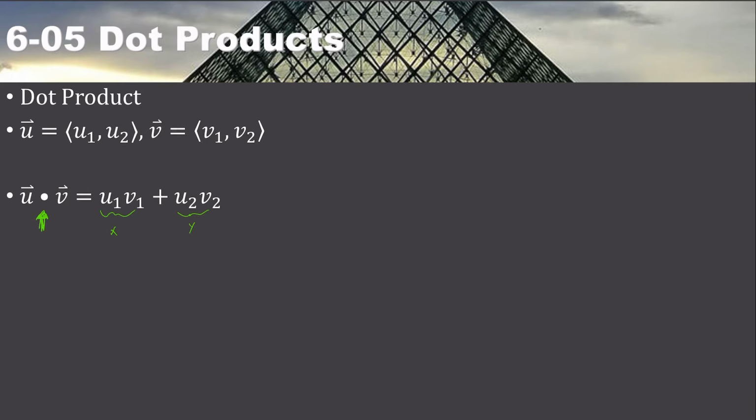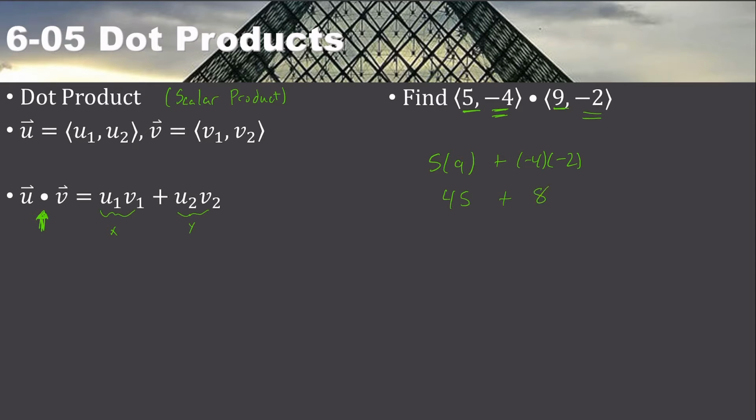So this is sometimes called the scalar product because the result is a scalar, not a vector. Let's find the dot product of these two vectors. You take the x components and multiply them, so it'll be 5 times 9 plus multiply the y components, negative 4 times negative 2. So 45 plus 8, which is 53.